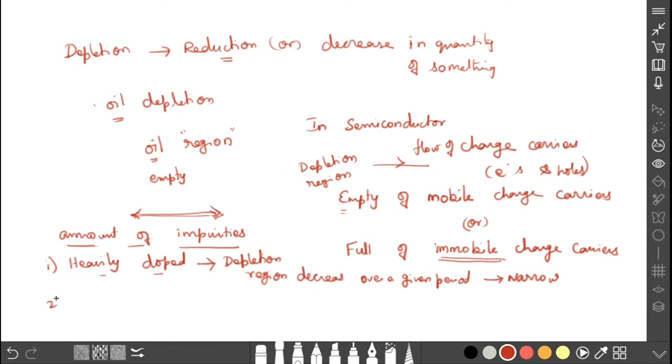The second case is the opposite, that is lightly doped. Very lightly, a very small amount of impurities is added, then the depletion region increases over a period of time. When this size is increased, it becomes wide. So a narrow depletion region or a wider depletion region depends upon the doping, the amount of impurities added. So this is the depletion region width.